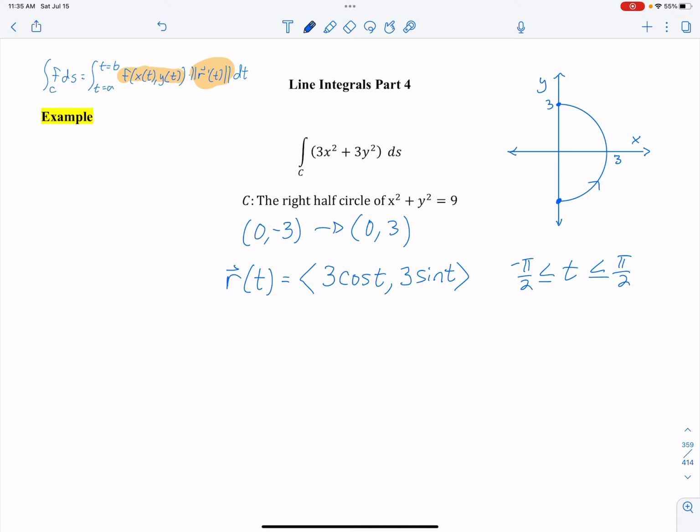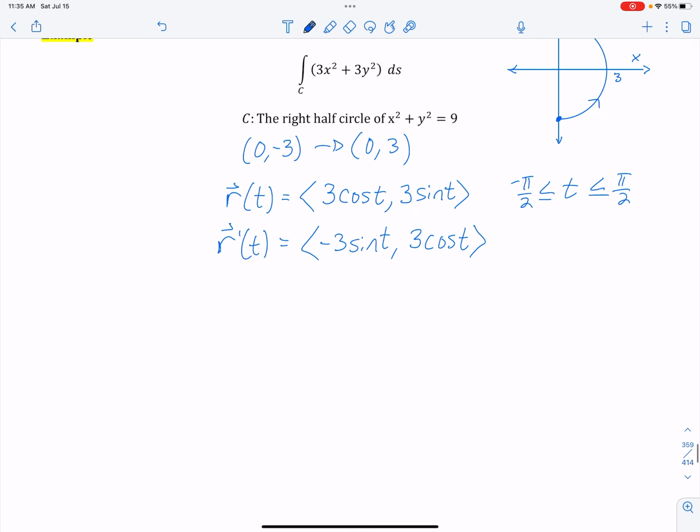Of course, you can create any kind of path. You could have found a way to do t from 0 to 1. You could have come up with anything like that. Now, we just want to be careful with our bounds, plugging it in when we get there. Okay, so we have r prime. It's going to be negative 3 sine t, and then 3 cosine t. All right, cool. We have our path, we have the bounds, and then we'll just do our line integral.